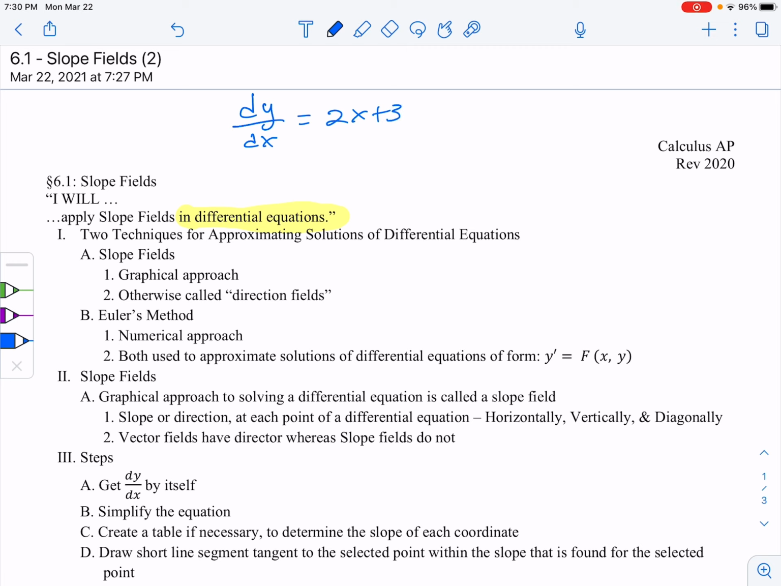to solve it, to find the original function, I know that I can integrate 2x plus 3 with respect to x, and I end up with x squared plus 3x plus c. And I have the original function. And if they give me a point, we can find the particular solution.